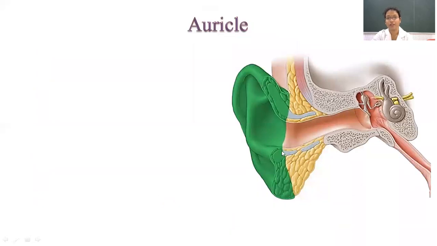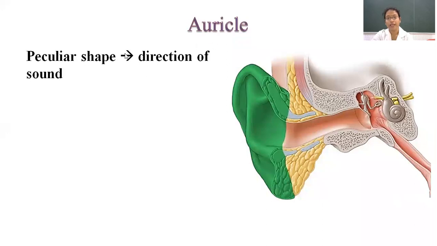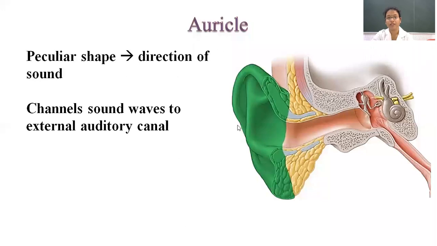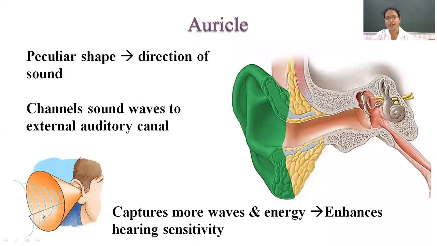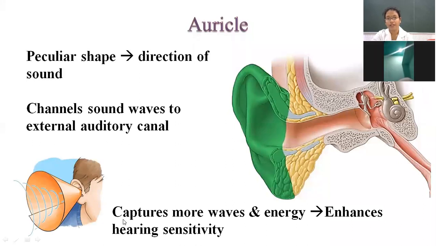Now coming to the auricle. This structure, which is green in color, is known as the auricle. As you see, it has a peculiar shape. The shape of the auricle helps in detection of the direction of sound. The auricle helps to channel the sound waves from the atmosphere to the external auditory canal. It also helps in funneling the sound waves, so it captures more waves and energy. In this way, it enhances the sensitivity to hearing.